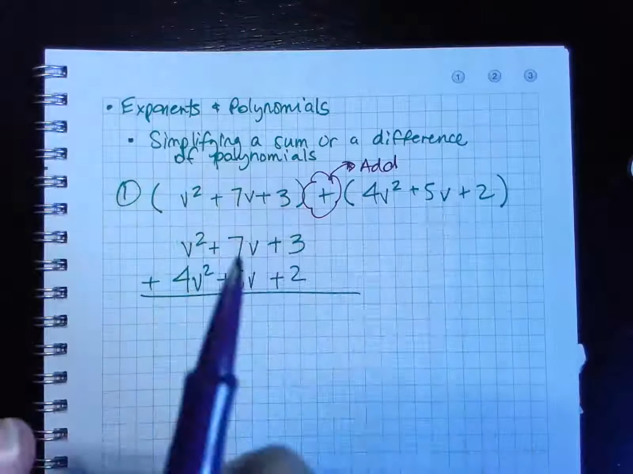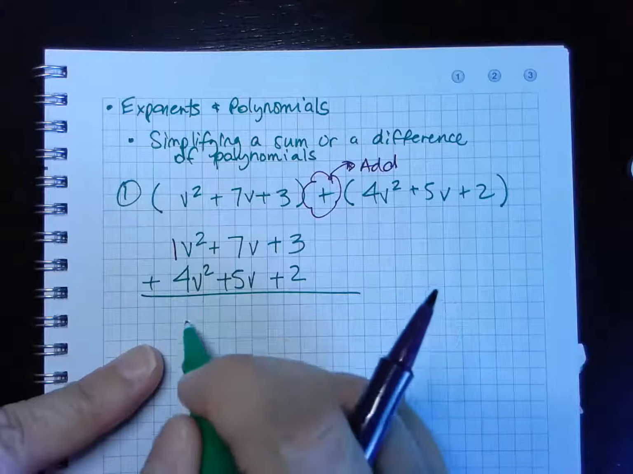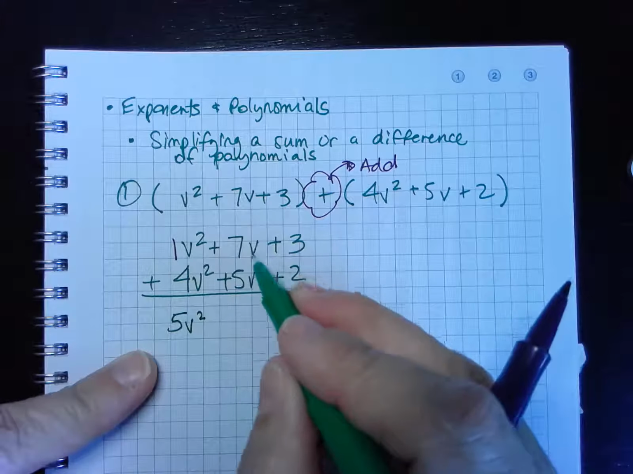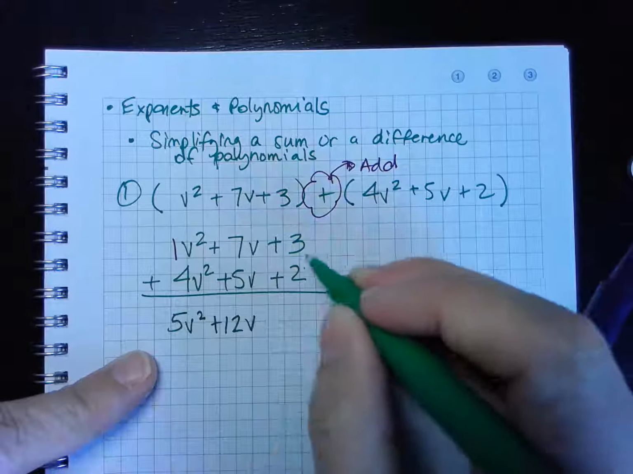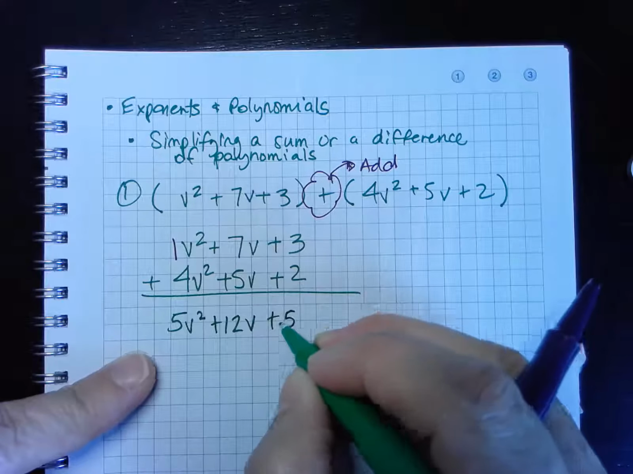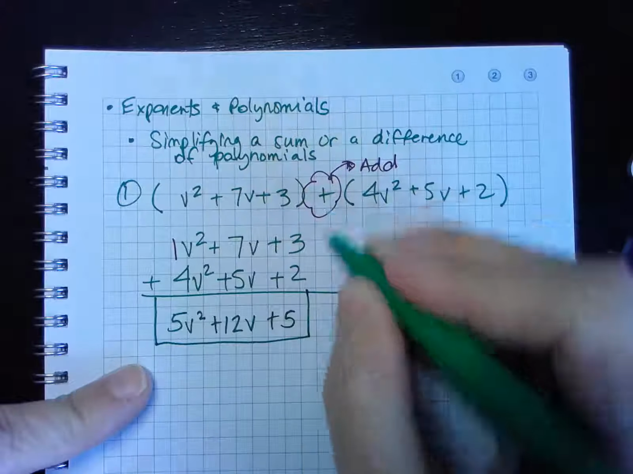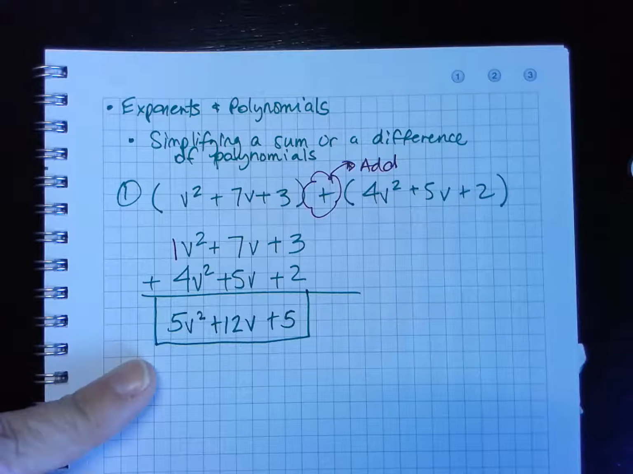So now remember, there's an understood 1 right here. So this is 1v squared plus 4v squared, which is 5v squared. And then a plus 7v and a plus 5v, that's a positive 12v. And then these are just your numbers. 3 plus 2 is 5. So now that addition problem has been simplified. Okay, so let's look at another one like this.